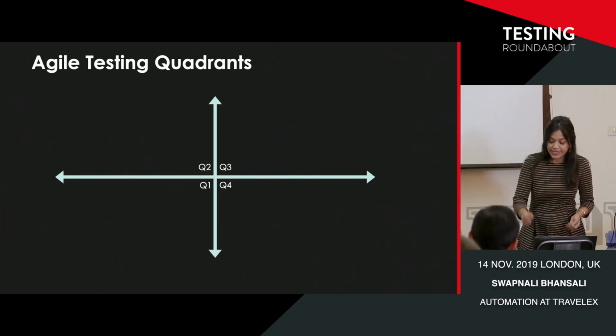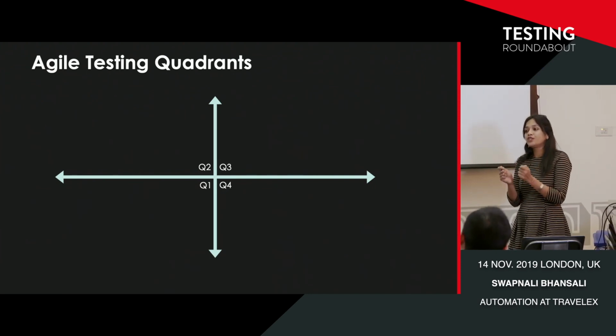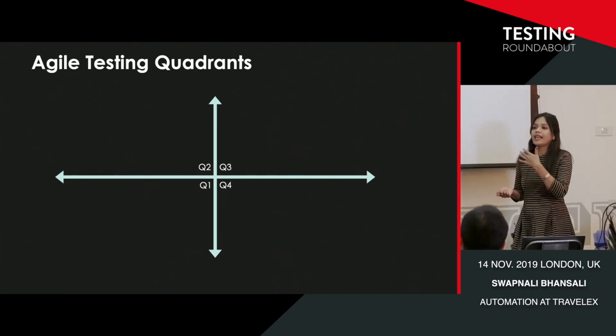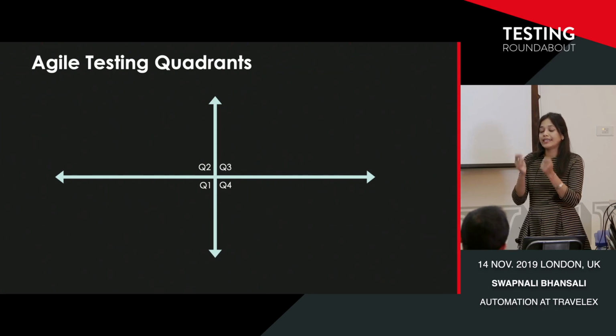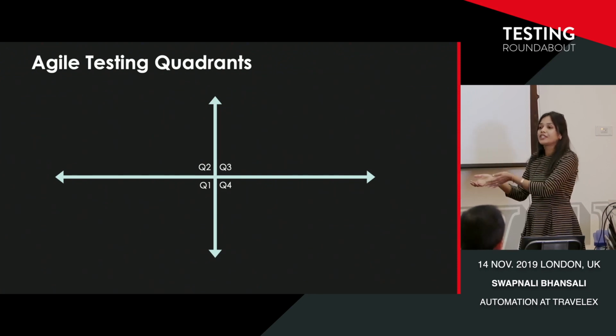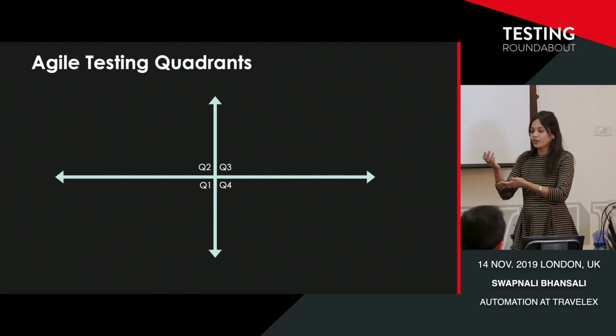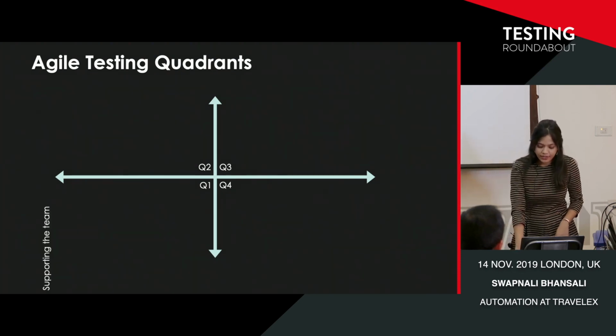The Agile testing quadrant tells us what needs to be tested when. So that helps you identify, plan, and execute your tests as the development goes on. So let's start looking at it.